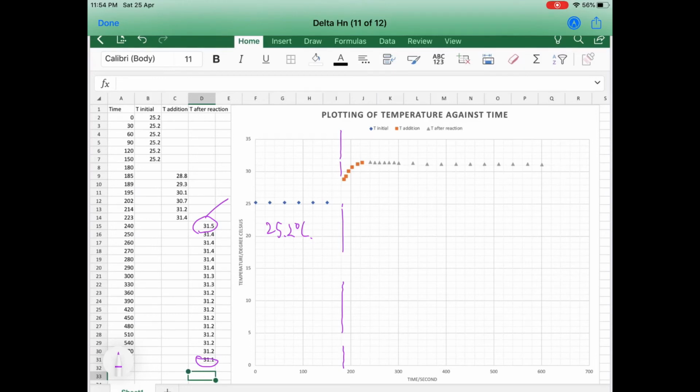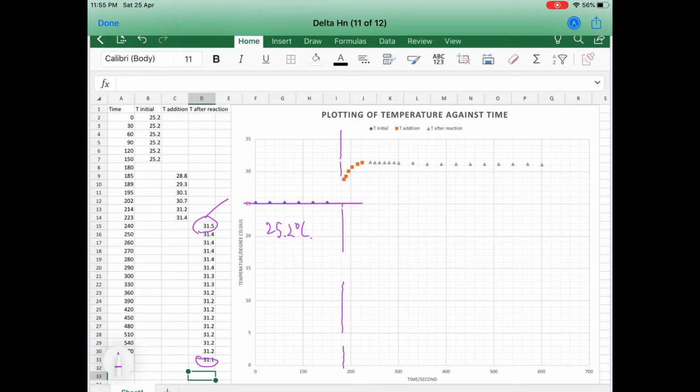So the purpose of why we need to draw this graph is that we want to simulate the situation that if there is no heat lost to the surrounding, what will the maximum temperature rise be? Can you see the idea? And then what we have to do is just to extrapolate the initial temperature. Okay, and then extrapolate it to 180 seconds.